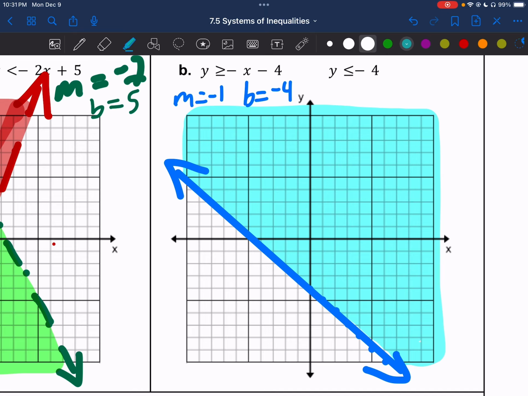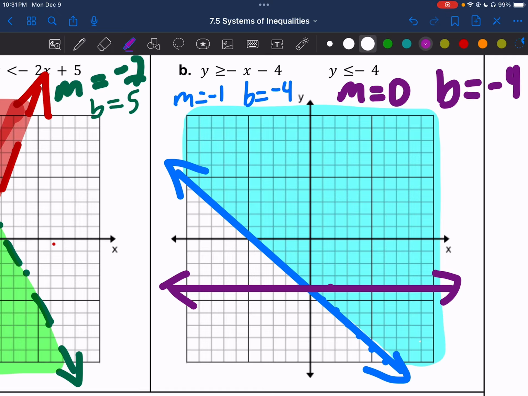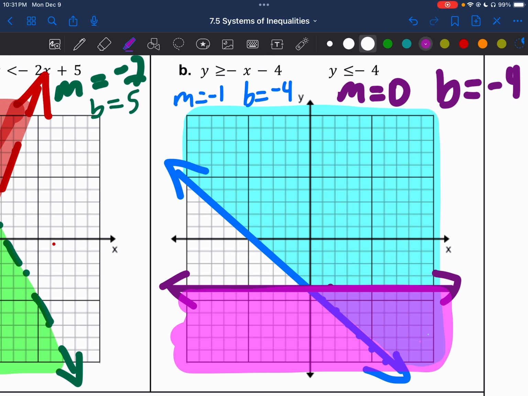All right, now let's use our next one. This one is y is less than or equal to -4, so my slope is 0, and my b value is -4. So I'm going to put a point at -4, which I can't quite do because of where the line is, but this is going to be a horizontal line at -4. And we are saying that y is less than or equal to, so it is below this line that I'm going to shade. And so when I do that, we're going to see the area magically transform.